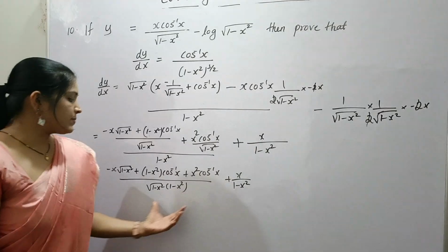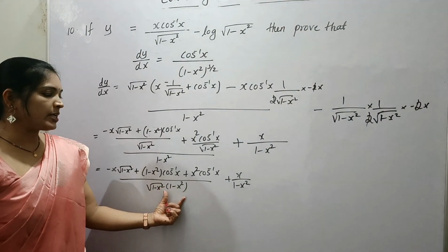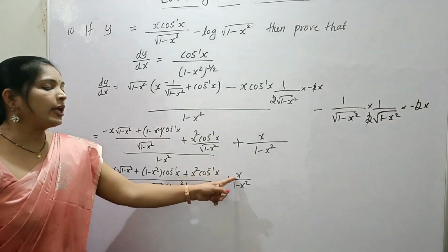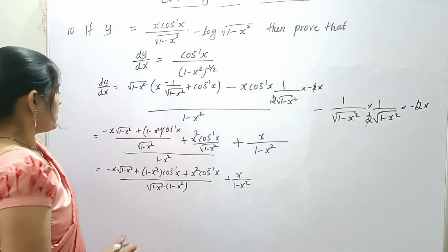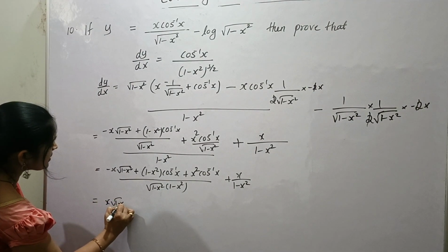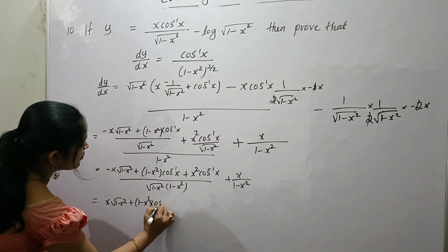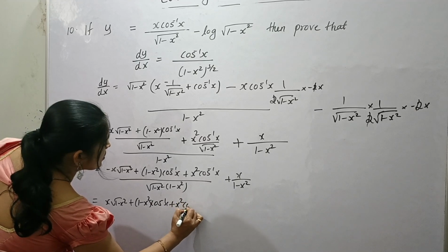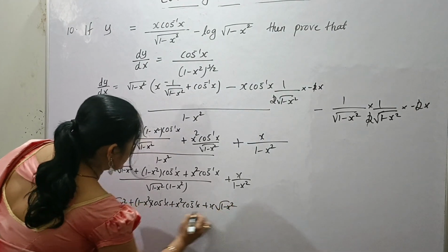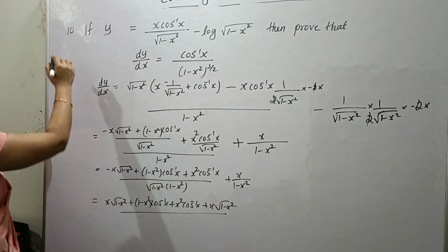Here, see in both terms, root 1 minus x square in denominator, root 1 minus x square into 1 minus x square. Here only 1 minus x square. Let's take LCM. So we have to multiply root 1 minus x square here. So it will be minus x root 1 minus x square plus 1 minus x square cos inverse x plus x square cos inverse x plus x into root 1 minus x square divided by root 1 minus x square into 1 minus x square.